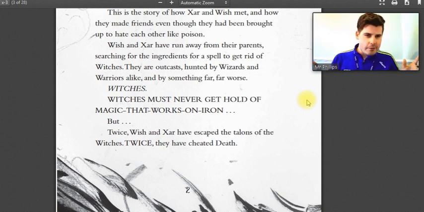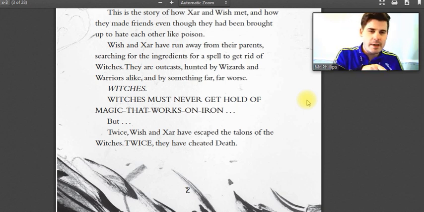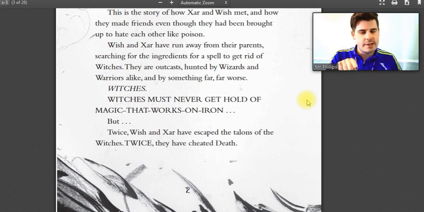So that gives us an idea of pretty much catching us up to the third book in the series. So we assume that when it's saying twice they've escaped the talons of the witches, that's referring to the other two books. Right, there's quite a lot of names in that, and quite a lot of information which you need to kind of get your head around. So if you're not 100% sure what's happening, pause the video, go back, listen to me read it again, or have a little read through it yourself, okay?